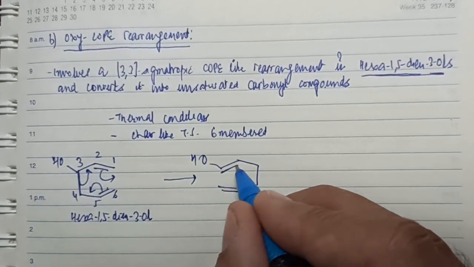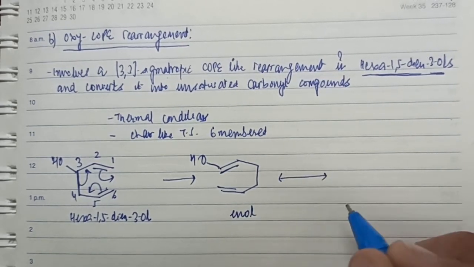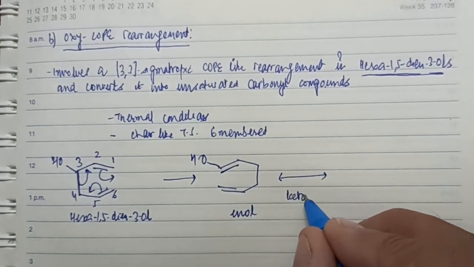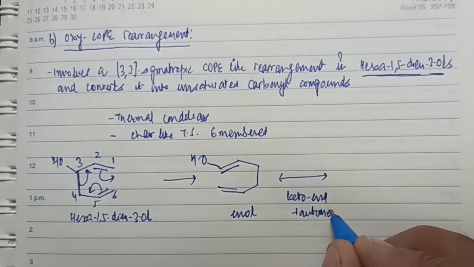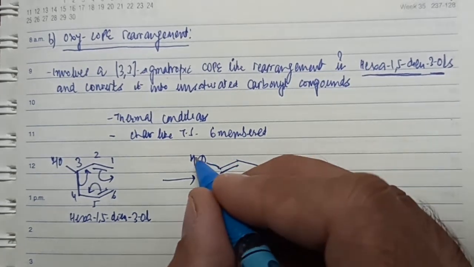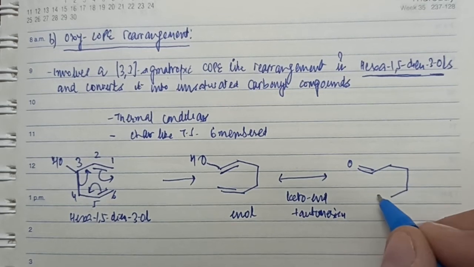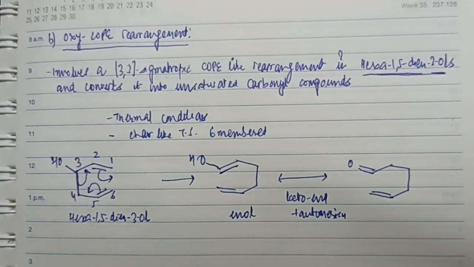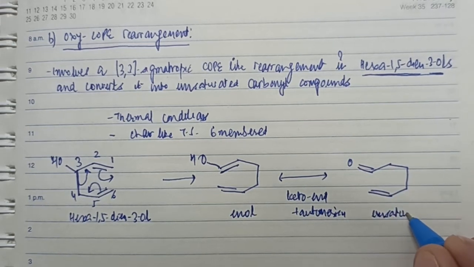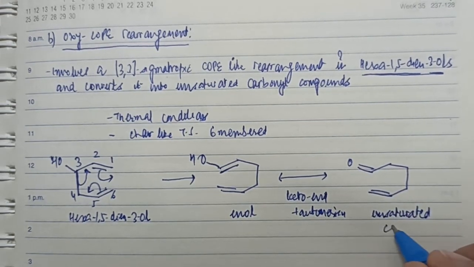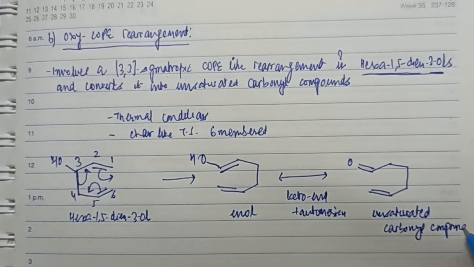Now what is this? It has a double bond and it will end up as an enol moiety. You know, enols are less stable, so there can be a keto-enol tautomerism in this product, and this would lead to the formation of the corresponding unsaturated carbonyl compounds. So you have unsaturated aliphatic carbonyl compounds as the end products of this Oxy-Cope rearrangement.